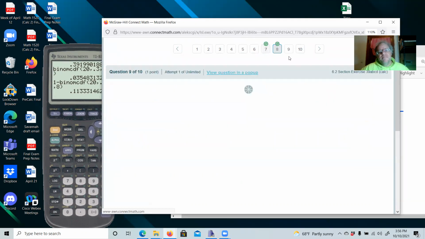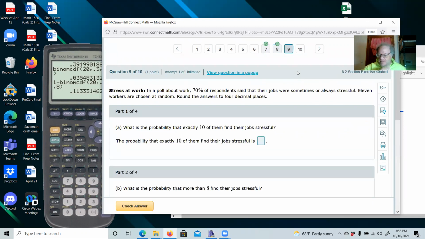Okay, number 9. We're almost there. So in a poll about work, 70% of the respondents said their jobs were sometimes or always stressful. 11 workers are chosen at random. Round the answers to 5 decimal places. All right.